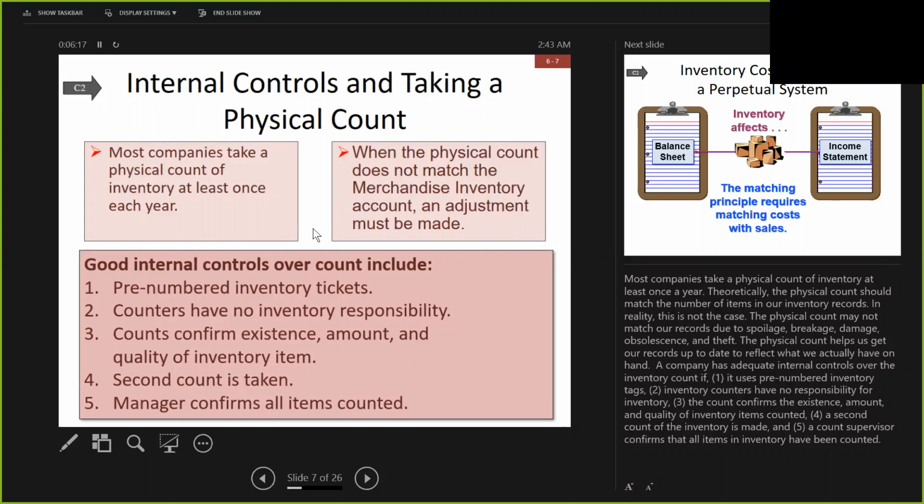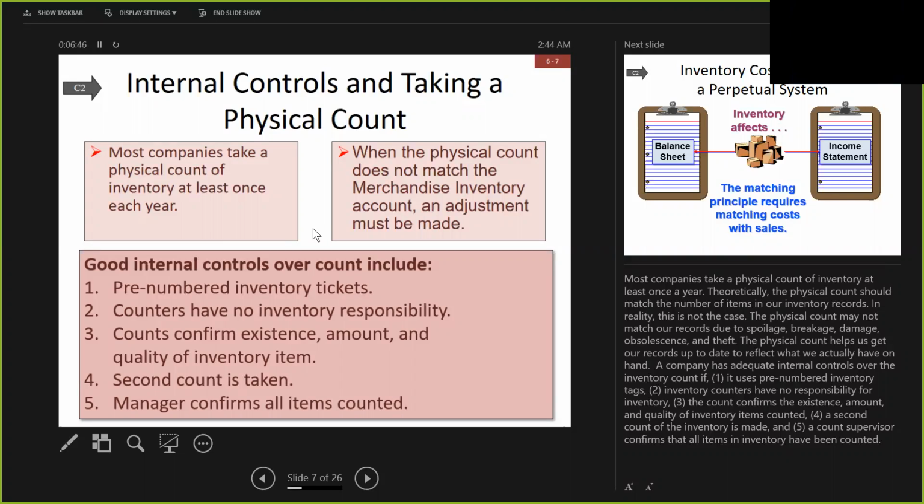Well, the physical count is going to be the new ending inventory number because you just took the count. We know that's what there is if the count was done properly. And that's our new base point for the next period. So maybe we had some shrinkage, and we see some internal controls mentioned below.